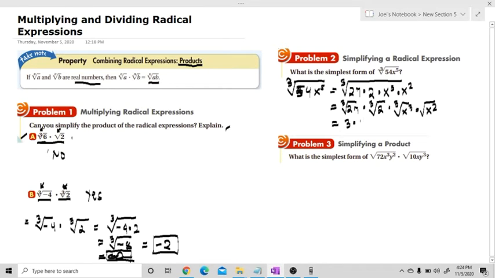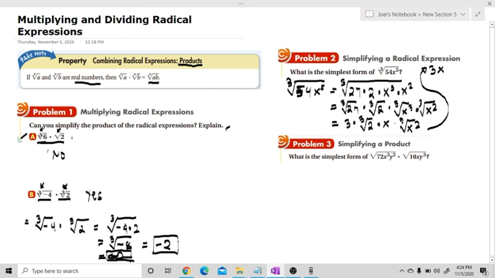Then, cube root of 2. Walang cube root ang 2. As is lang yan siya. The cube root of x cubed is x. Then, walang cube root yung x squared. So, multiply 3 and x. It will be 3x.